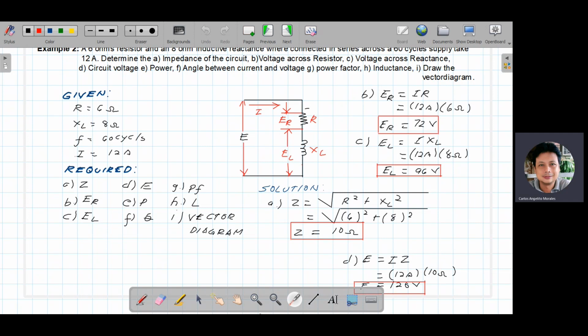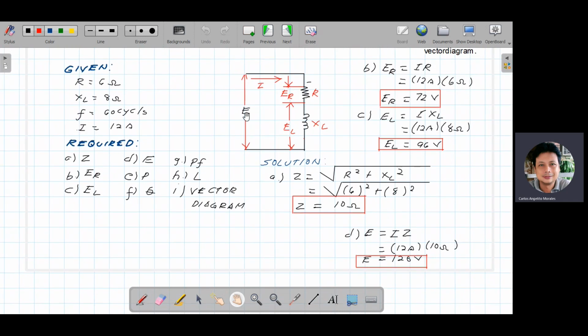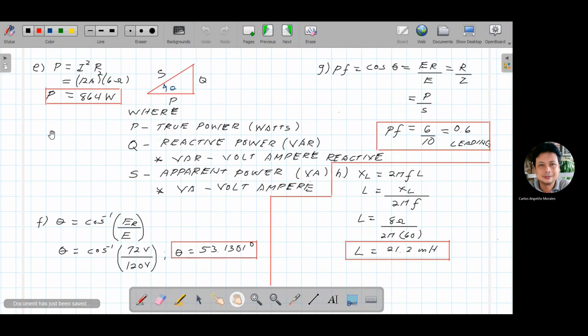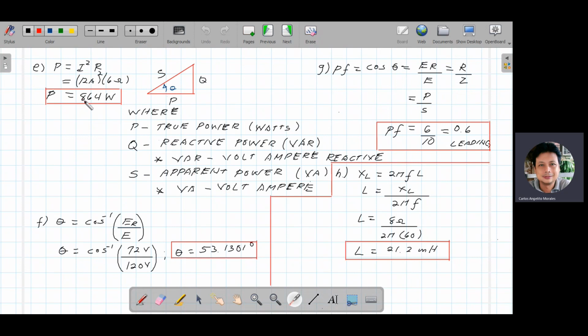Then, we go now to letter D. E is equals to I Z, 12 ampere times 10 ohms, 120 volts yung source voltage natin. Letter E, yung power. Sabi ko kanina yung power, nandito sa lugar na yan, no? Across dito. Nandiyan ang power. Kaya tawag nga natin na power dissipated or true power. Kunin natin yung power. Power is I squared R. So 12 squared times 6 ohms, nakakakuha ka ng 864 watts.